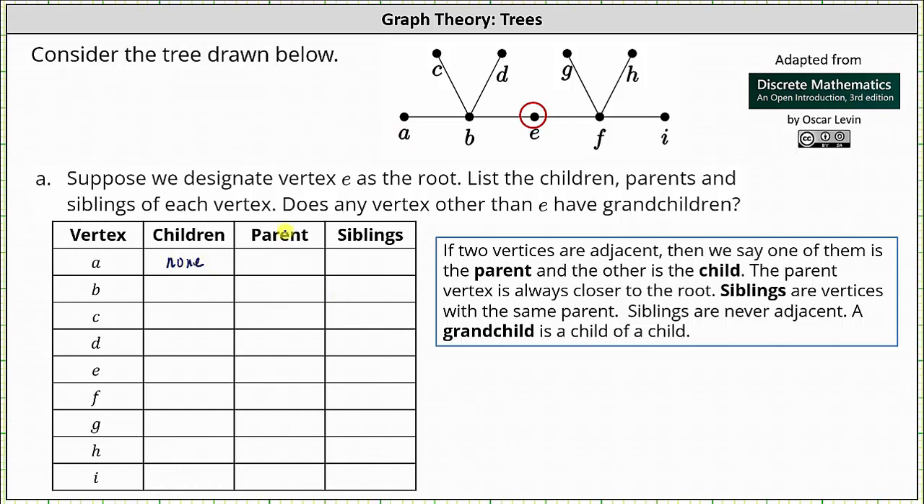Again, the parent of A is B. Notice B is the parent of the vertices A, C, and D, which indicates C and D are siblings of A because they share the same parent.